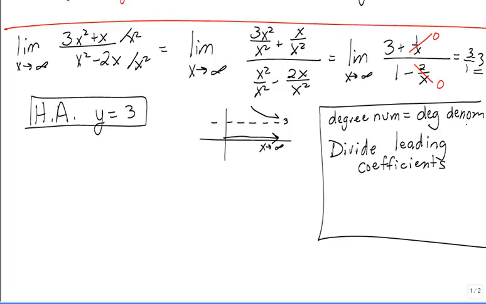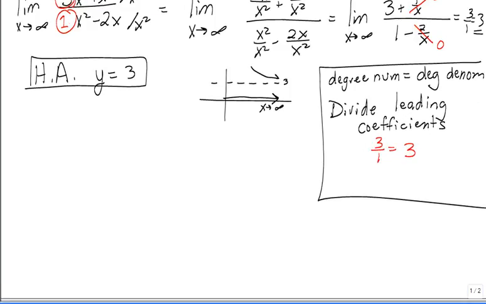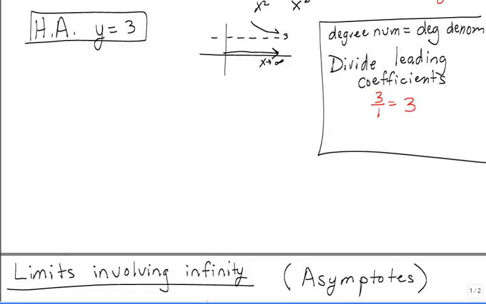So to check that, you see the leading coefficient, they're both x squared, so they're degree 2. The leading coefficient is 3 here and 1 here, so we divide 3 by 1 and we get 3. We get the same answer.